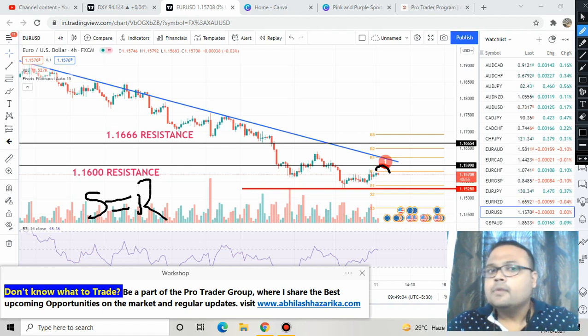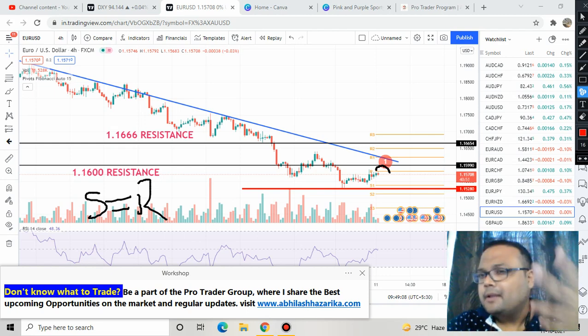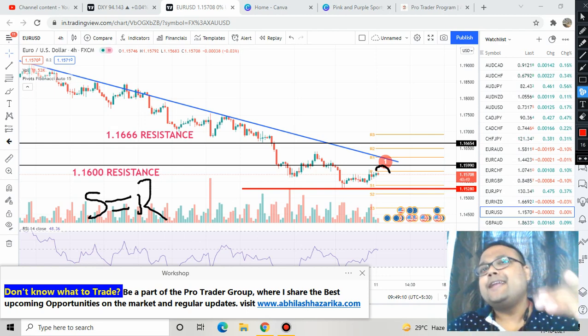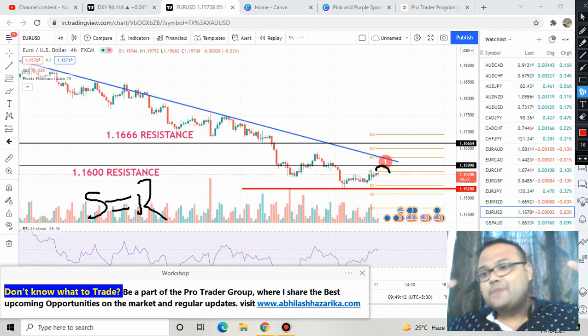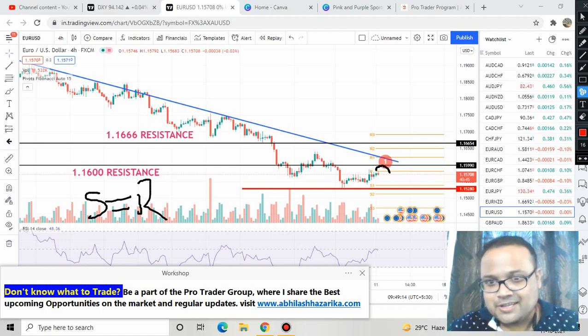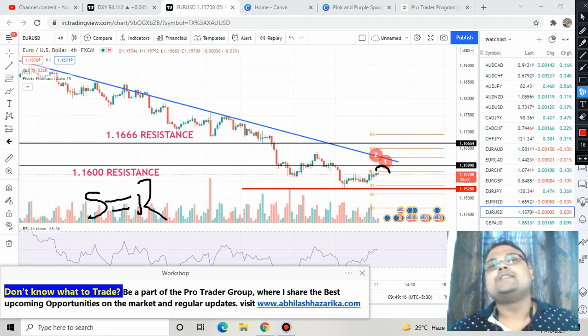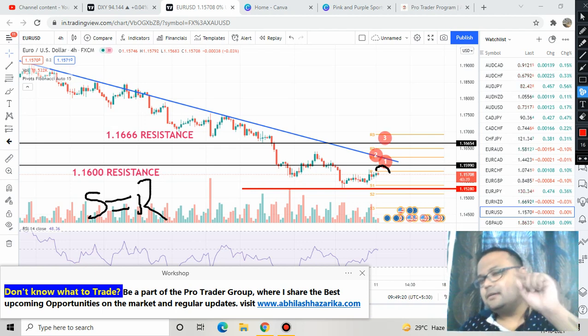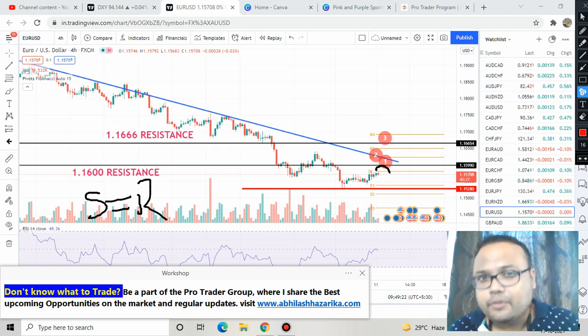Secondly, we have this trend line. If the market goes up a little bit, then the trend line is standing as the next big resistance. So the trend line is the second resistance for the market, and this third line, 1.1666, is the next resistance for the market.